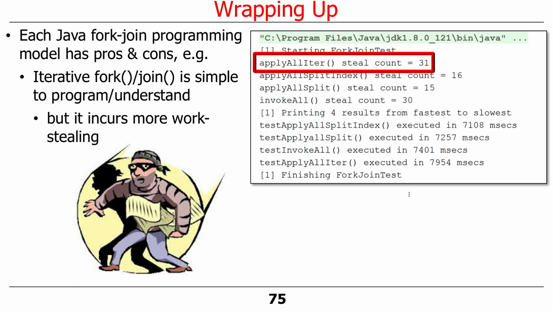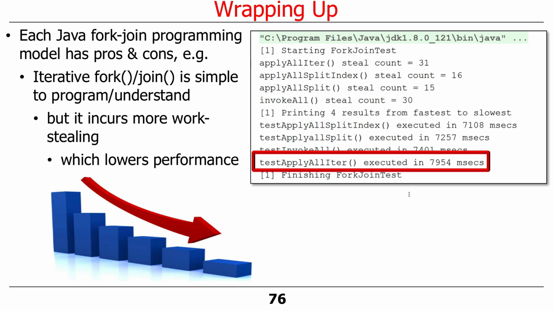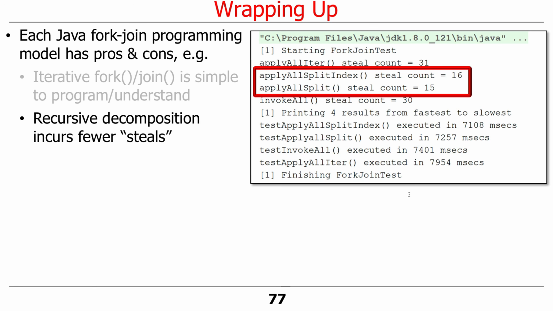And as a consequence, because it had more stealing, it also took longer to run. So test applyAllIter took this amount of time to run with a higher steal count, whereas the other versions we'll look at in a second had lower steal count and lower cost.